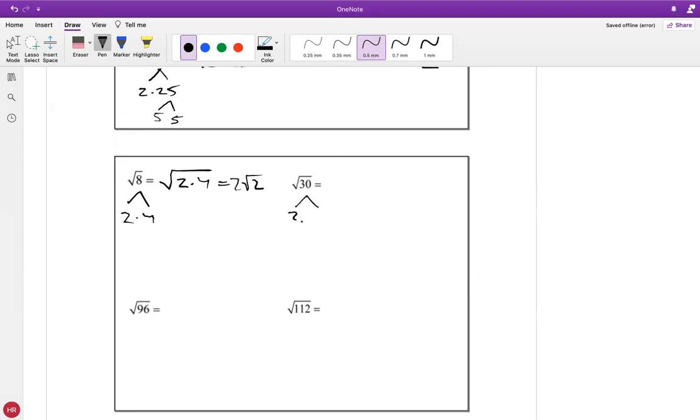30 is a little different. We look, it's 2 times 15. That's not a perfect square, so I keep going. 15 has more factors, 3 and 5. But now I'm done. This has no more factors, this has no more factors, and this has no more factors. So I can't simplify anymore, and none of these things are the same, and none of them are perfect squares. So this cannot be simplified. You just write the square root of 30 again.